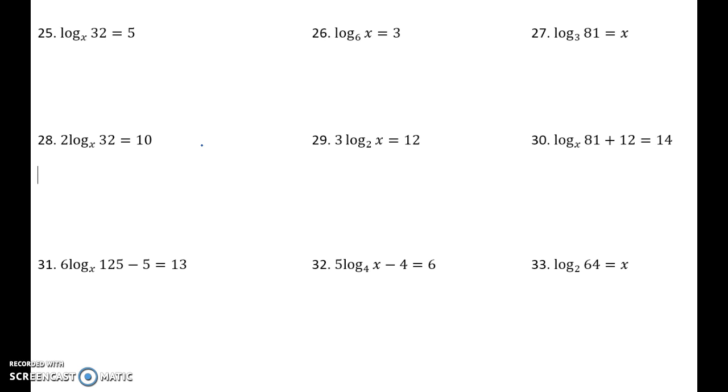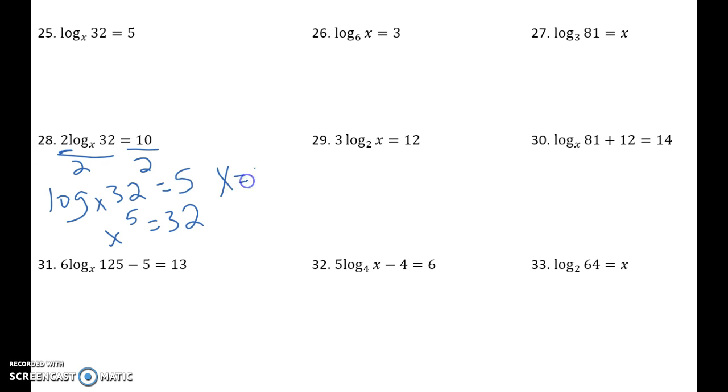So for 28, first, I need to get rid of this 2 out front, so I'm going to divide both sides by 2. So I've got log base x of 32 is equal to 5. Now I need to rewrite using logarithm rules. So I have x to the 5th equals 32. What to the 5th equals 32? You check your half sheet, because you should have it. If not, you can try on the calculator to figure it out. And we're going to get that x is 2, right? Because we've done that problem like 8 times, it feels like.